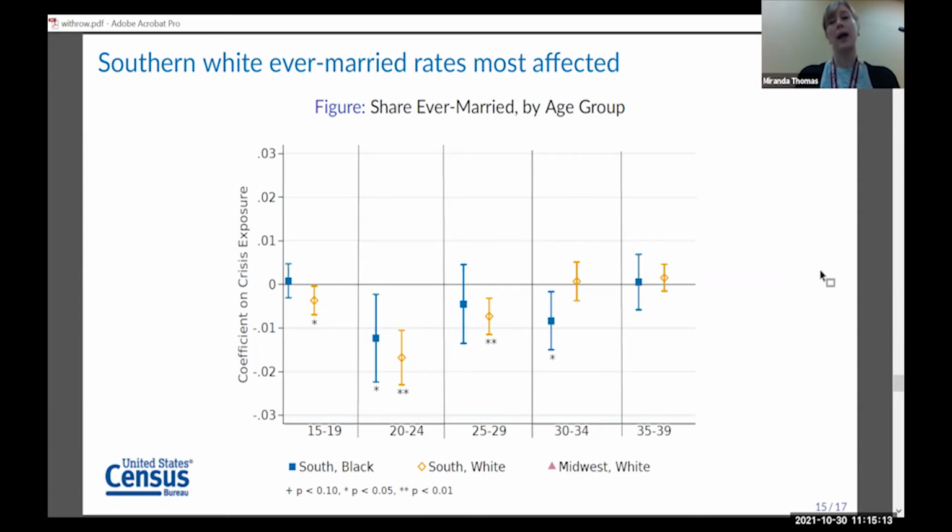When we look at Southern Black women, we do see some evidence of delayed marriage as well, especially in the 20 to 24 age group and the 30 to 34 age group. And then looking at Midwestern white women, we see some modest delay of marriage in the 20 to 24 age group. So what's happening here is, yes, I think that decline in tenure mobility is a good mechanism, especially for explaining white Southern women's delay of marriage. But clearly there's something else about the farm crisis that might also be incentivizing women to delay marriage.